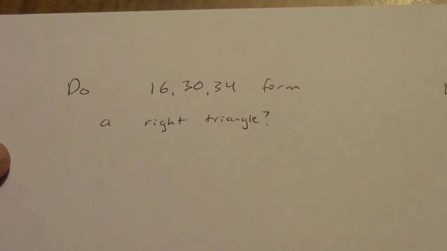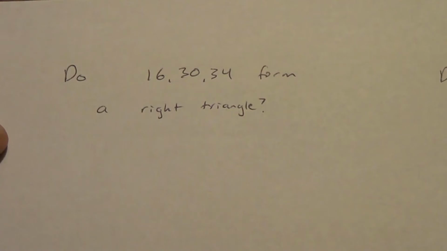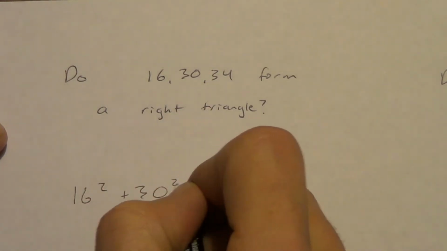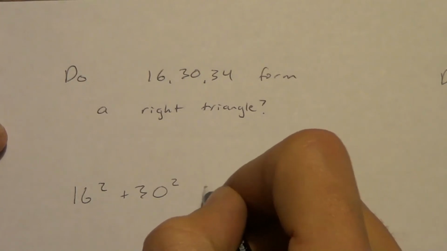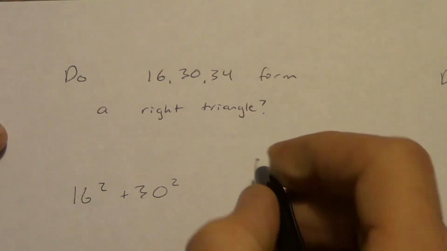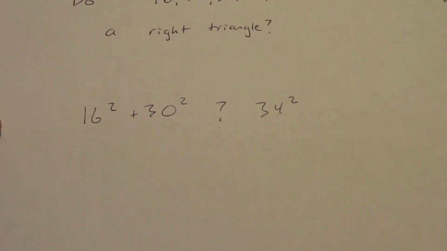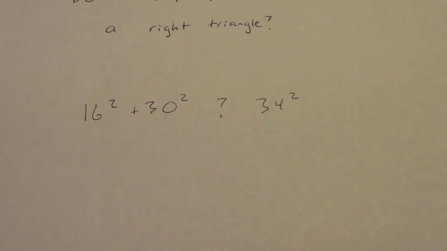All right, so let's take a look here at an example. Do 16, 30, and 34 form a right triangle? So what we're going to do is put them into the a and the b and the c, and we're going to do the math. So 16 squared plus 30 squared. I'm not going to put equals because I don't really know if they're equal. That's what we're checking. So I'm just going to put a big question mark here. 34 squared. All right, so I'm going to go ahead and let you do that real quick. Go ahead and do that math, and then I'll do it right after you, and let's see if we actually get an equal sign there.